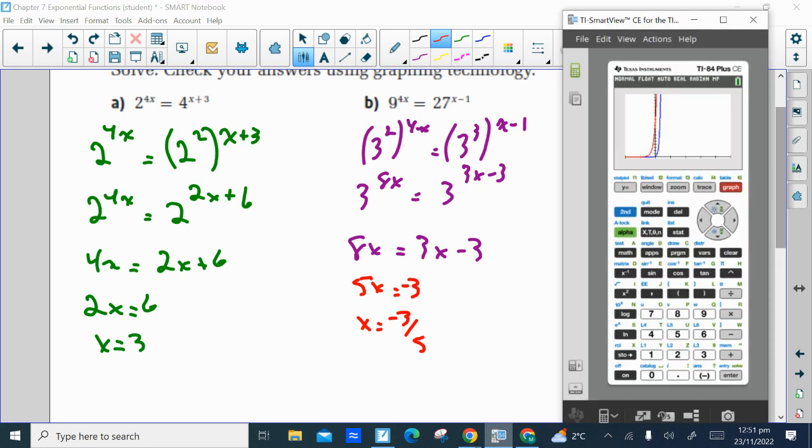So again, checking that on the calculator. 9 to the power 4x is the first equation. 27 to the power x minus 1.